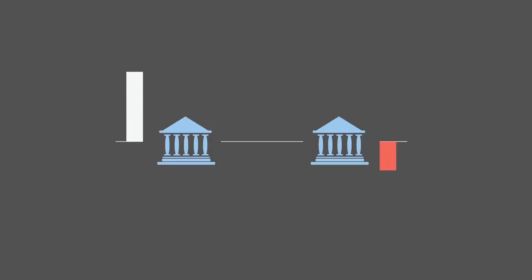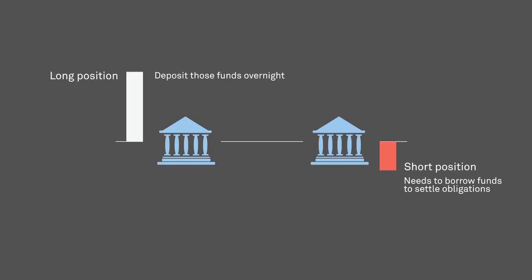Since LVTS participants are not allowed to have a negative LVTS balance at the end of the day, FIs in a negative or short position will need to borrow funds until the next day to settle their obligations. FIs in a positive or long position can either deposit those funds overnight at the Bank of Canada or lend funds to one or more FIs who find themselves in a short position on a one-day overnight basis.